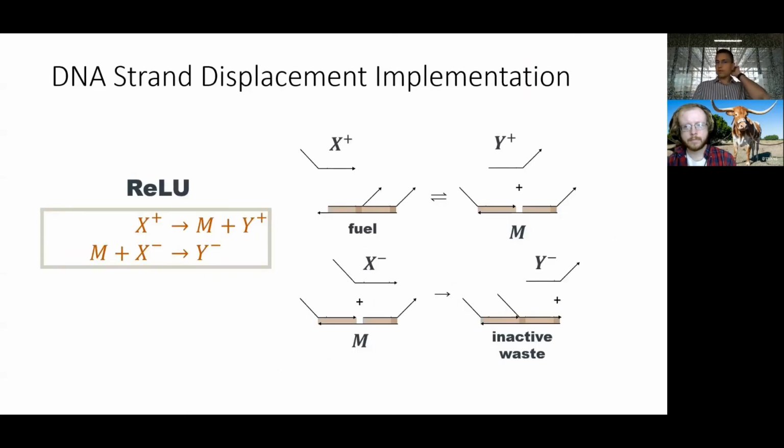Now, what I talked about so far is mostly theoretical, and we are currently working on experiments where we want to use DNA strand displacement to implement our system. What's nice about the ReLU chemical network is that we have a compact strand displacement implementation where one ReLU requires one fuel species. Basically, the first reaction is X plus fuel, they interact to produce Y plus and M, and the next reaction is X minus and M produce inactive base and Y minus species.